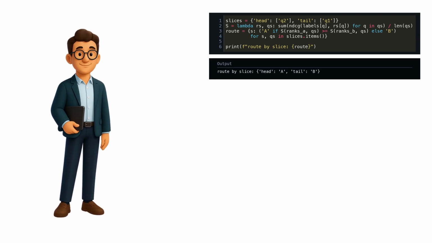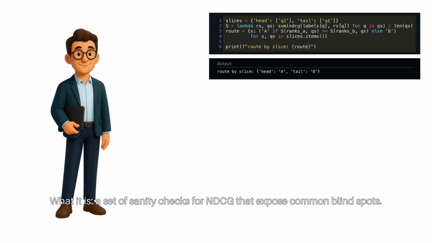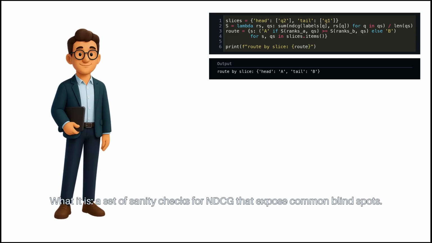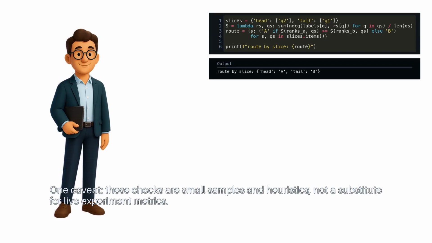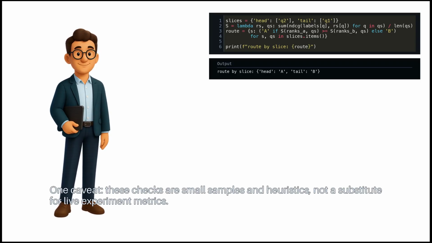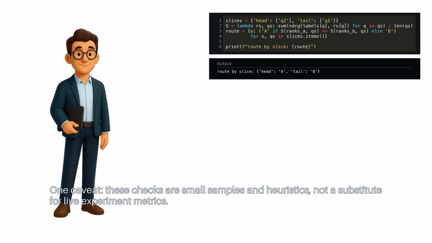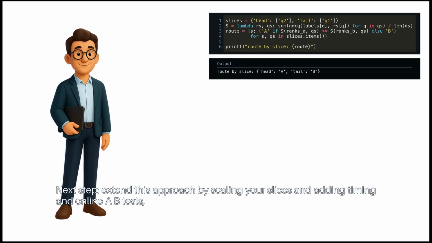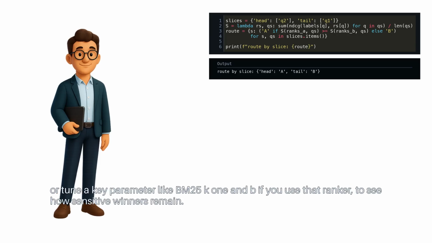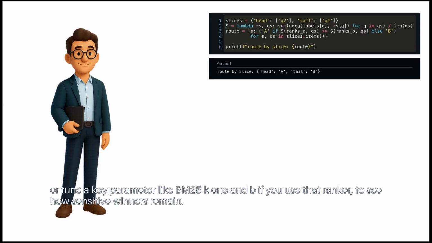Recap in 3 lines. What it is: a set of sanity checks for NDCG that expose common blind spots. When to use it: whenever a new ranker raises aggregate NDCG or before a production rollout. One caveat: these checks are small samples and heuristics, not a substitute for live experiment metrics. Next step: extend this approach by scaling your slices and adding timing and online A/B tests, or tune a key parameter like BM25, K1, and B if you use that ranker, to see how sensitive winners remain.